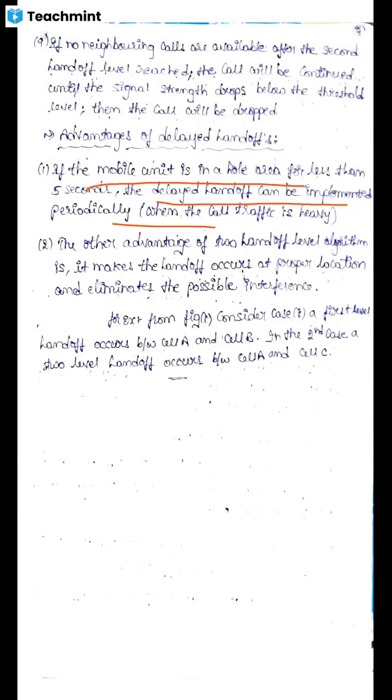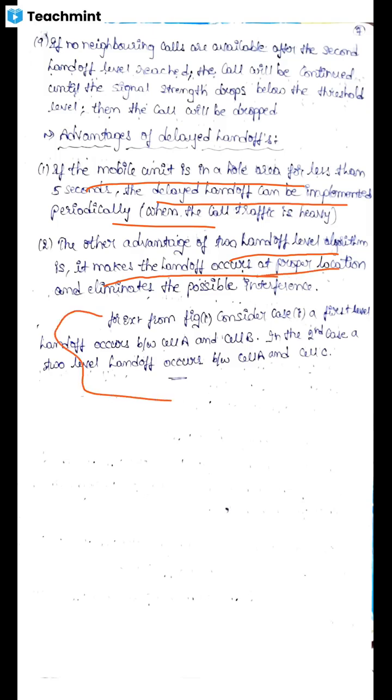And the other advantage of the two handoff level algorithm, that is the L1 and L2 stages, is that the handoff occurs at the proper location and eliminates possible interference. It means if we take L1 and L2 stages, the handoff will occur at the proper location. It also avoids early handoffs or late handoffs. So the handoff will occur at the proper location.